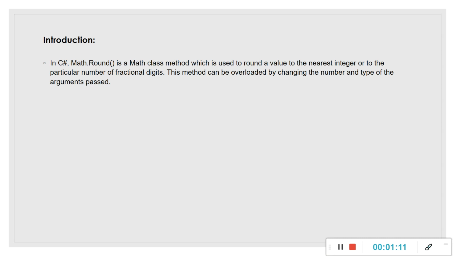So what is the Math.Round method? In C Sharp, Math.Round is a Math class method which is used to round a value to the nearest integer or to a particular number of fractional digits. This method can be overloaded by changing the number and type of the arguments passed.